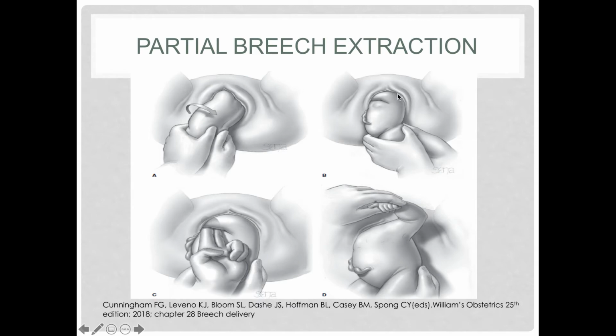Now, during delivery of the arm, the fingers and the hand are aligned parallel to the humerus, and this will act to splint and prevent humeral fracture. Once you've delivered one arm, you rotate the fetus 180 degrees in the reverse direction to bring the other shoulder and arm into position for delivery.